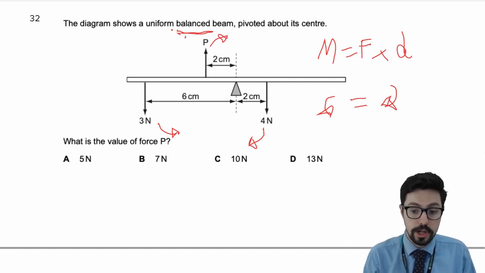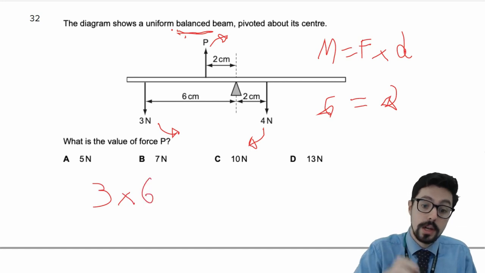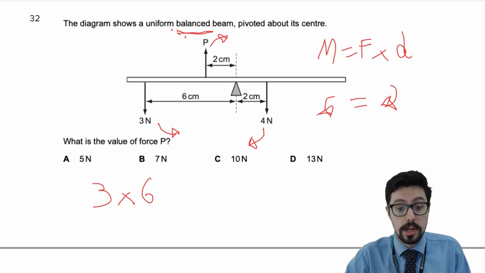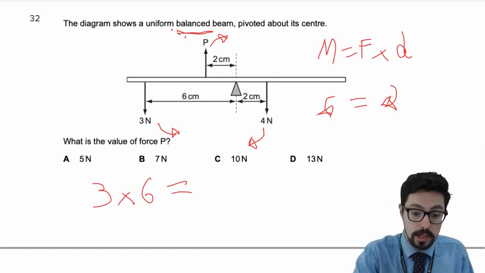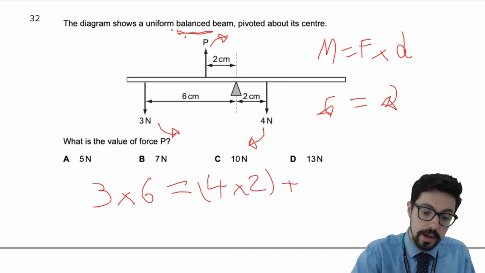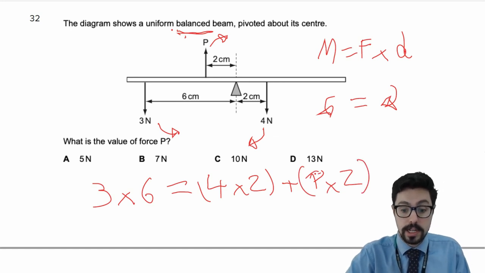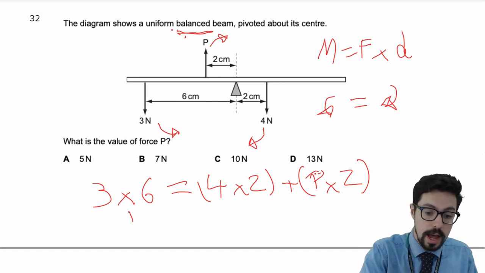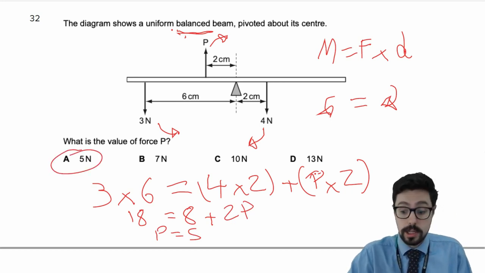Okay, so let's put that all into one big equation. So all the anti-clockwise moments, I've got force 3 times its distance 6. I'm just going to leave all the distances in centimeters because those units will cancel out later on. So I've got 3 times 6. I've got a clockwise moment from the 4 Newton force, so that's 4 times 2 centimeters to the pivot. And also on this side, I'm going to have the moment from P, which is P times 2 centimeters. Okay, so then just expanding this out and rearranging it, I've got 18 equals 8 plus 2P. Okay, P equals 5. So P is going to be A, 5 newtons.